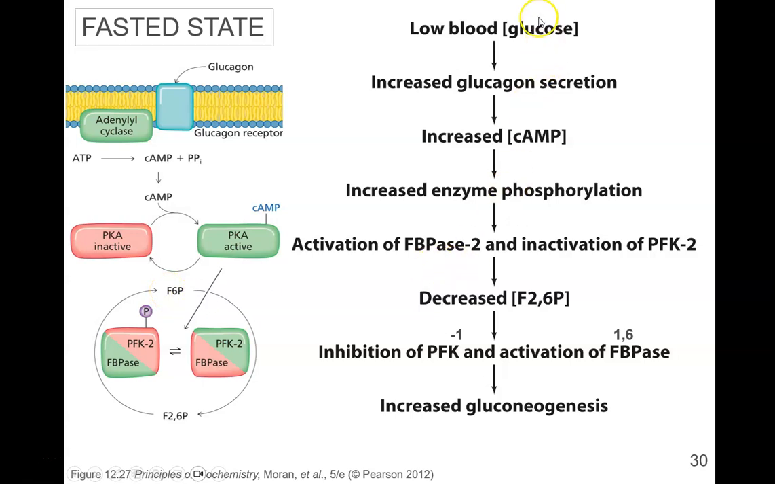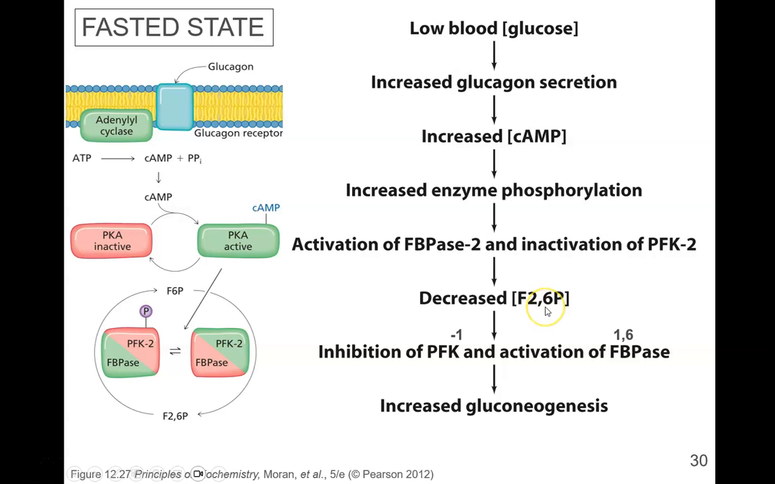So if I go over here in my sequence of events, blood glucose level is low, you're not eating. Glucagon is secreted from the pancreas. This pathway shows how cyclic AMP concentration, the second messenger concentration, increases. Protein kinase A is activated by cyclic AMP, and one of the protein targets of protein kinase A is the tandem enzyme. The tandem enzyme, when it's phosphorylated, will inactivate PFK2, activate fructose 2,6-bisphosphatase.